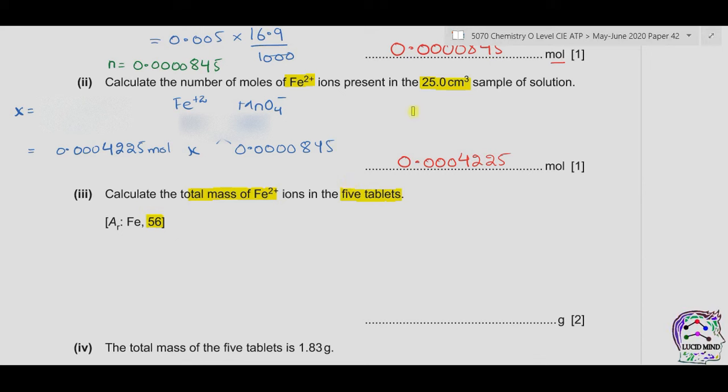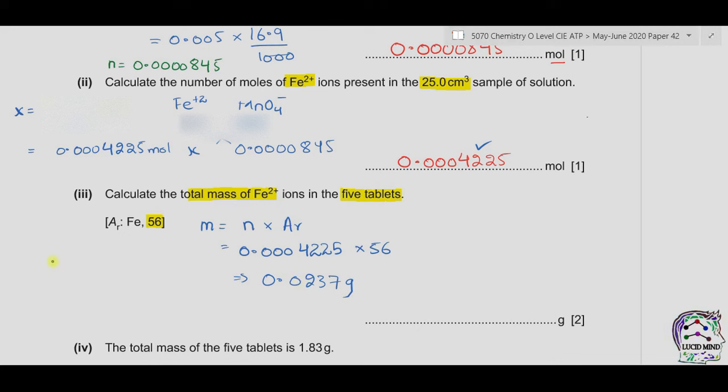Then we are going to find the total mass of iron plus 2 in the 250 centimeter cube sample, as 5 tablets were crushed to form 250 centimeter cube solution. The formula is mass is equal to moles times molecular mass, or atomic mass in this case. Number of moles is 0.0004225. Atomic mass is given, it is 56. So the mass in grams of iron plus 2 in 25 centimeter cube comes equal to 0.0237 grams. This is for 25 centimeter cube.